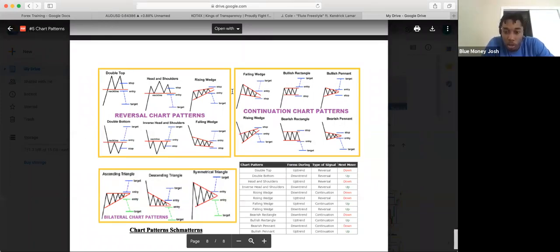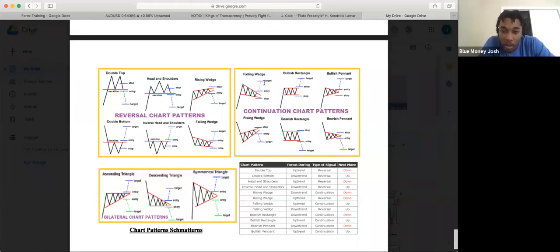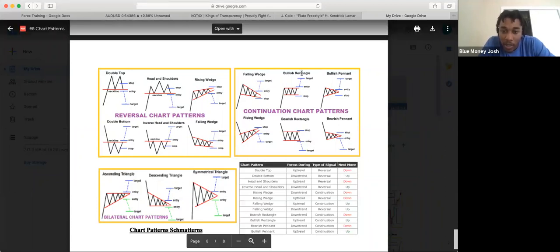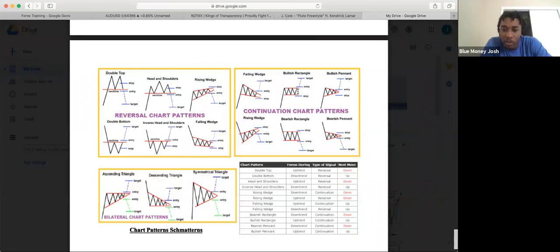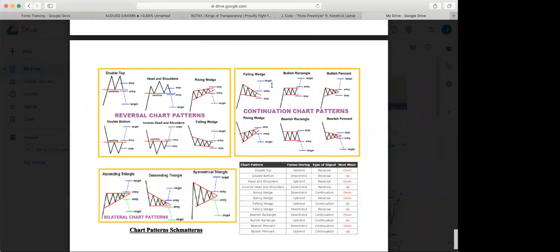And then I'm gonna show you two of my favorites: the falling wedge, or either of these wedges. And then this one, it's a bullish rectangle, but I call them flagpoles. Yeah, they look like flags. Exactly.